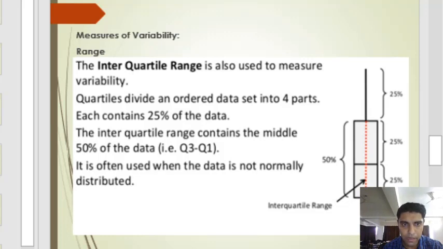The interquartile range is also used to measure variability. Quartiles divide an ordered data set into four parts, each containing 25% of the data. The interquartile range contains the middle 50% of the data, that is Q3 minus Q1. It is often used when the data is not normally distributed, which is shown in the figure. In the figure there is a box, which we call a box plot, for the interquartile range.